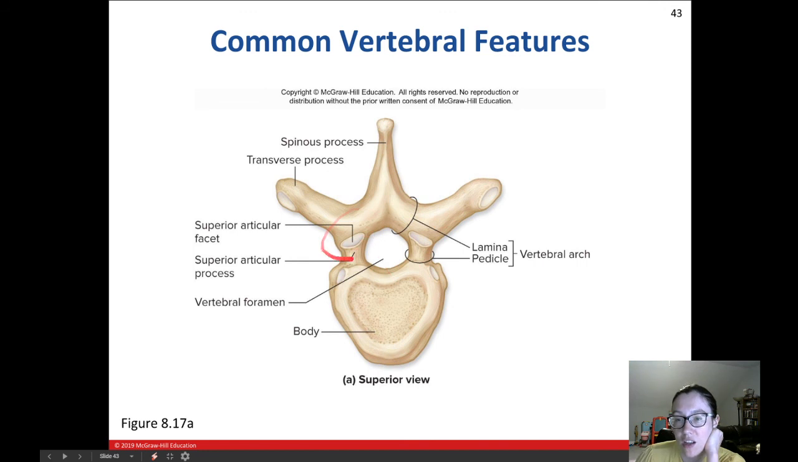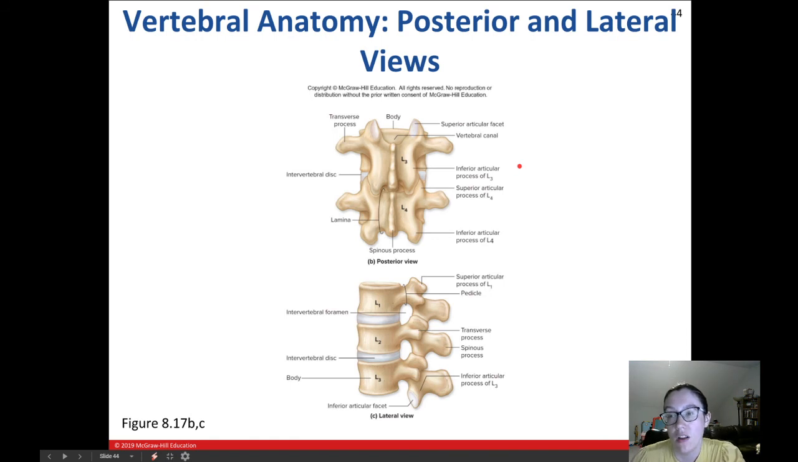Other things are the facets. So the superior articular facet, and then on the inferior surface you can see the inferior articular facet. These are areas where the vertebrae articulate with each other. So make sure that you can label these things. We can see here that our articular facets would be here. The superior articular facet of one vertebra is going to articulate with the inferior articular facet of the vertebra above it.